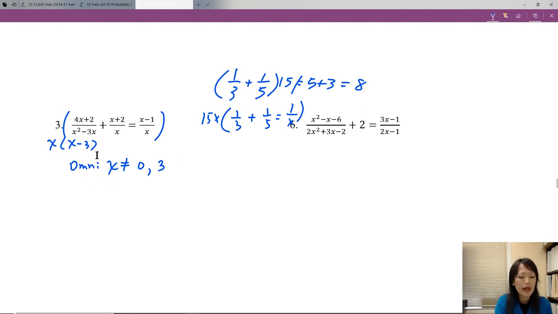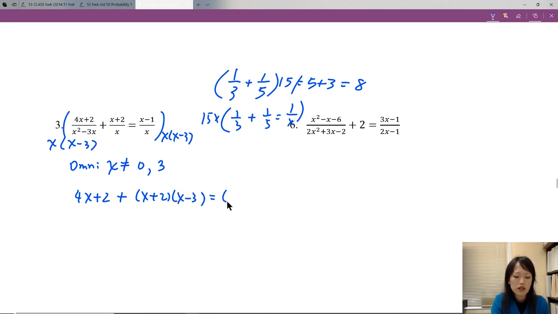So in this one we can. We're going to multiply by x times x minus 3. Start there. Mitchell, what do we get? Times it, you would get the numerator, so 4x plus 2. Second one? x plus 2 times x minus 3. You multiply it out if you want. And then the next one? x minus 1 times x minus 3. And then just times it all out, simplify.